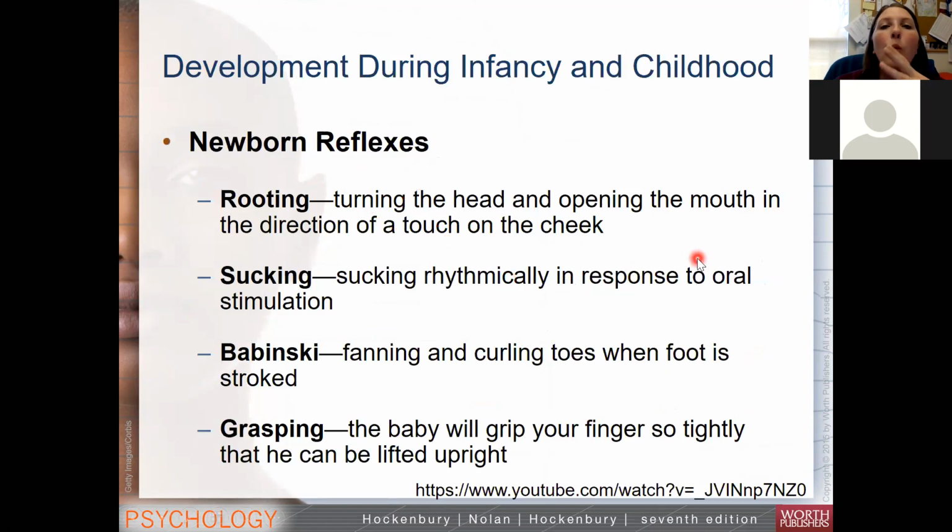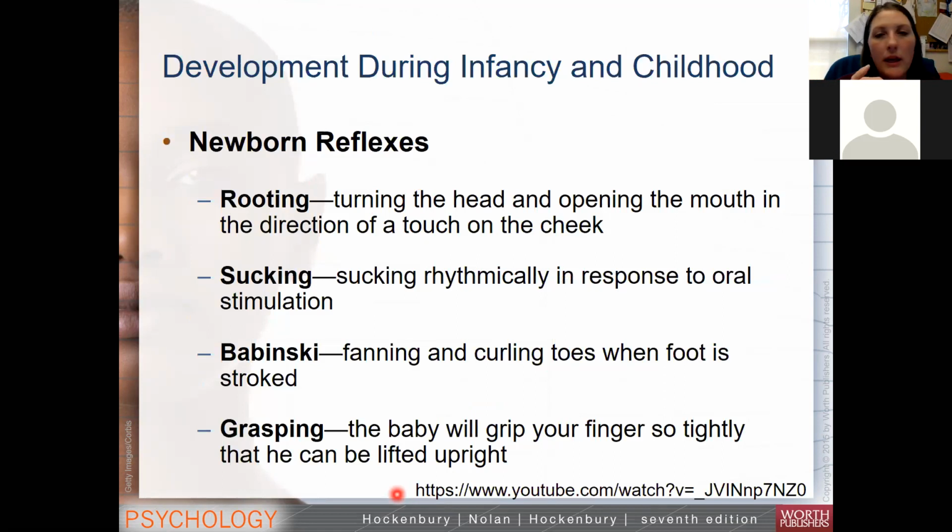Now, when you get to birth, you're born with several different reflexes. If you look down here, there's a YouTube video, and this is a really fun video. If you love babies, you're going to love this video. This is kind of a visual of the kinds of reflexes I'm about to talk about.